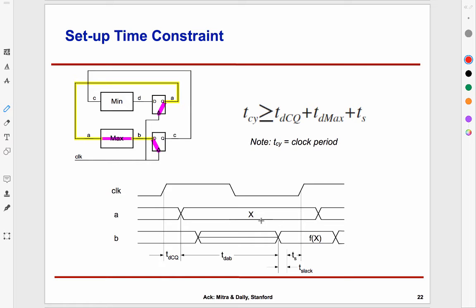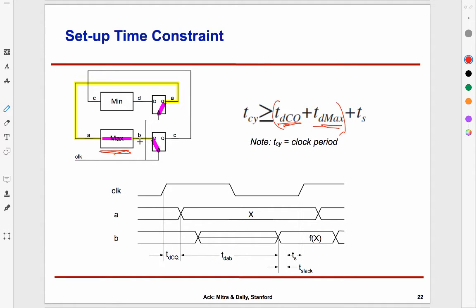So let's consider a path which starts from the clock at the top flip-flop, goes through this yellow thing, through the larger delay logic block, and then to D out here. Now remember, the upper flip-flop is going to give me a propagation delay, from clock to Q. It may take as much as TDCQ time for the output to get settled. Then the combinational logic may introduce a delay of TD max. And only after this plus this time after the clock edge would my signal be available at the point B.